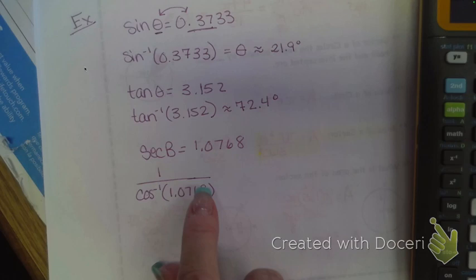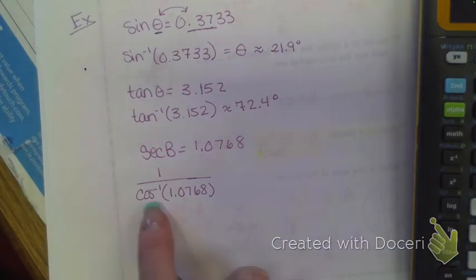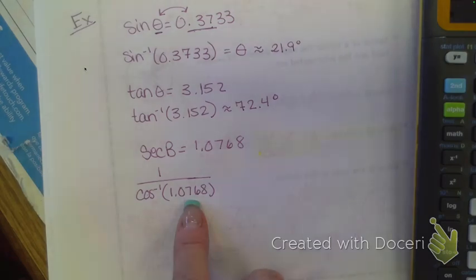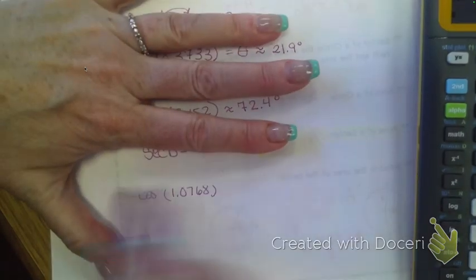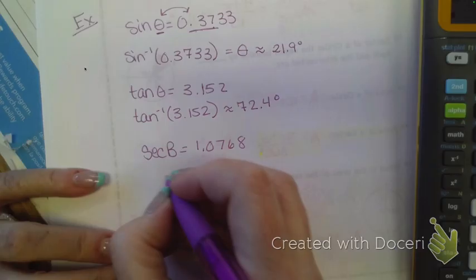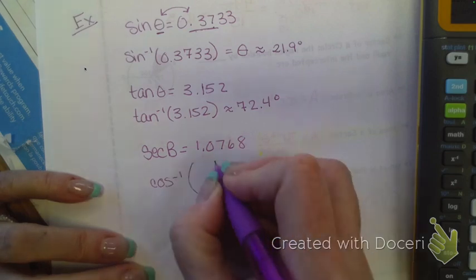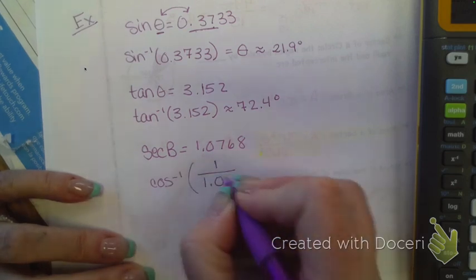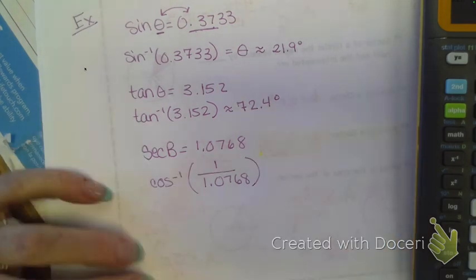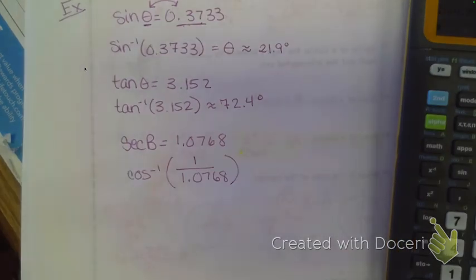It's 1 over that. Some people put inverse cosine of 1 over the answer. Does that make sense? Wait, I did it wrong. It says you have a domain error. I did what I was trying to tell you not to do. So it's the inverse cosine of 1 over that. Sorry, I wrote down what I was going to tell you not to do.